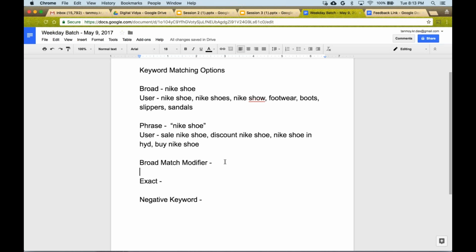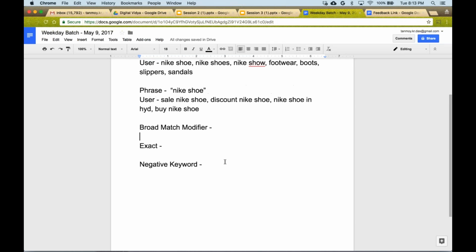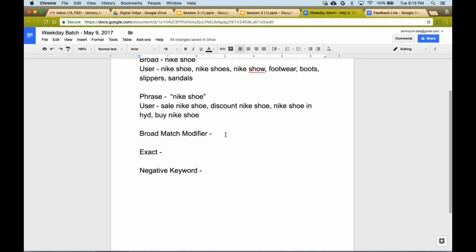All right. So that's how your phrase will work out. Then is your broad match modifier. If you want to make your keyword a broad match modifier, you add a plus sign before it. And this is what broad match says. First of all, broad match modifier is a combination of broad plus phrase. Okay, broad match modifier, it is a combination of broad plus phrase.